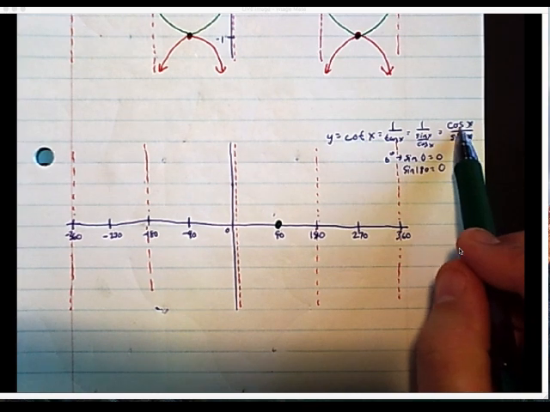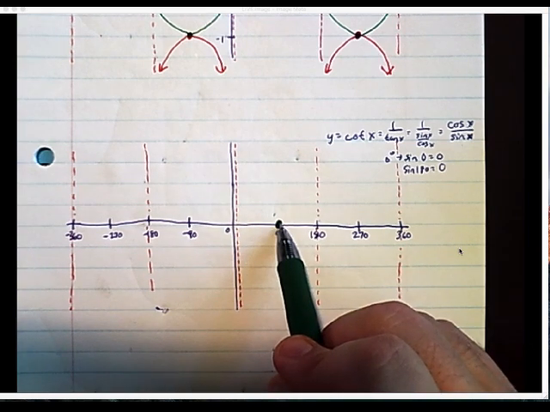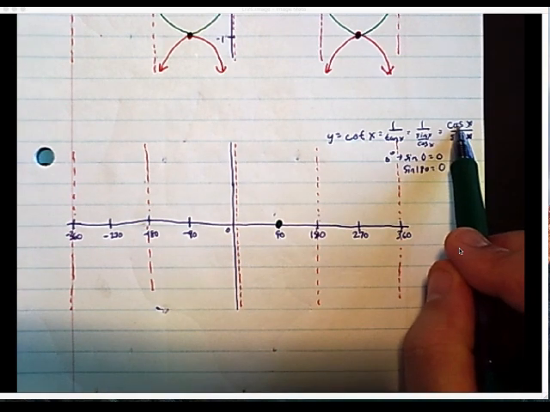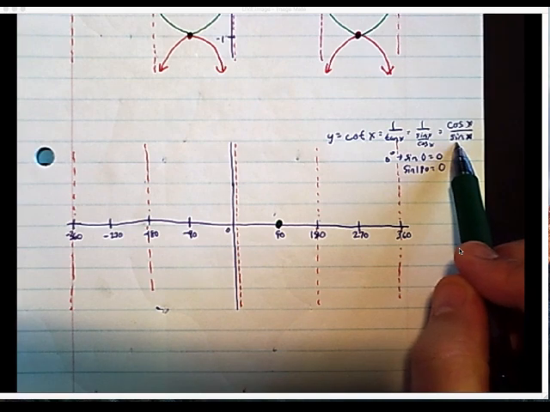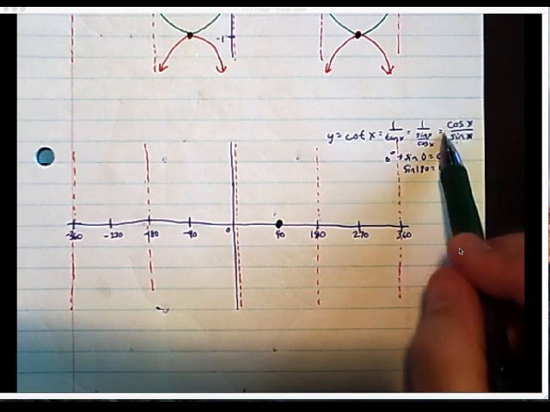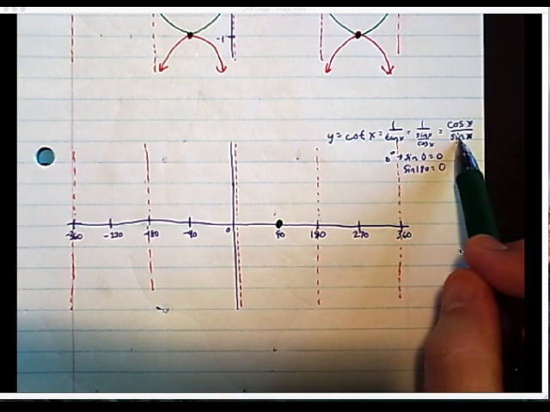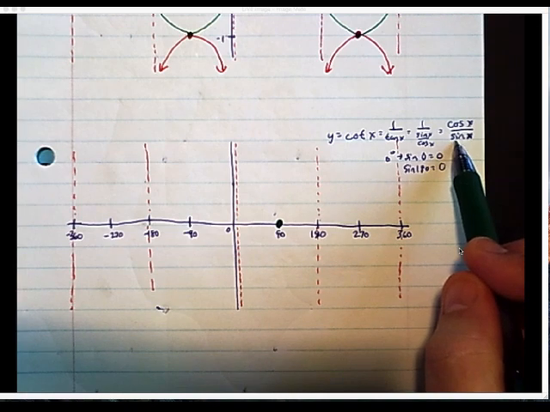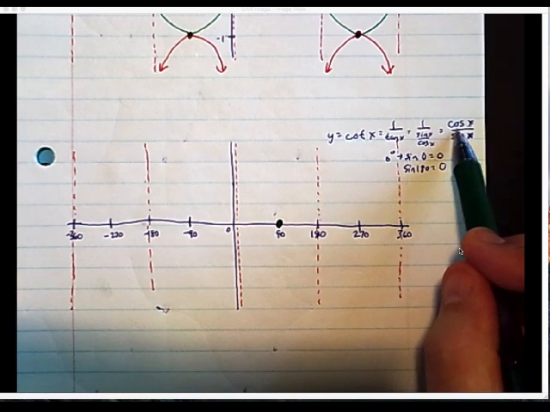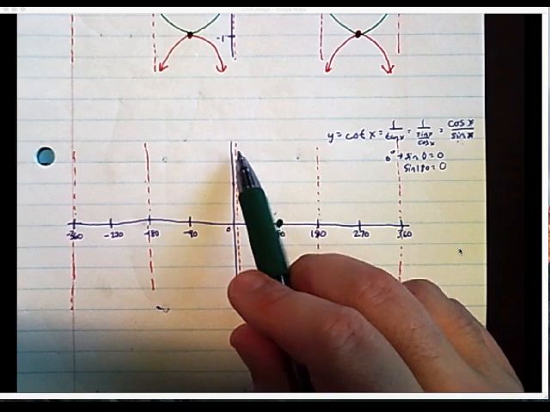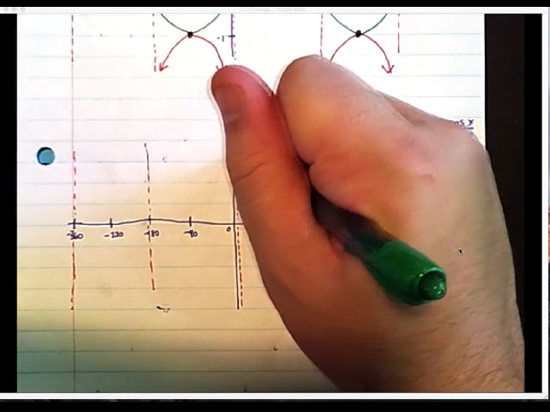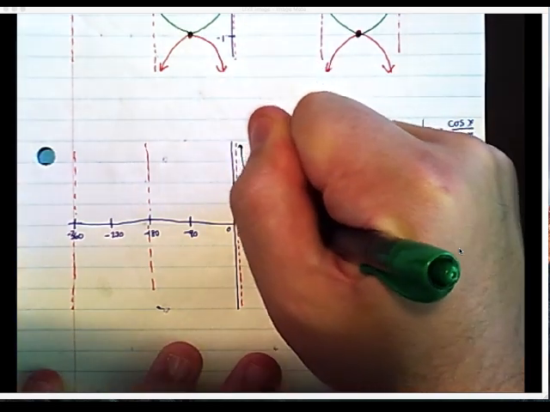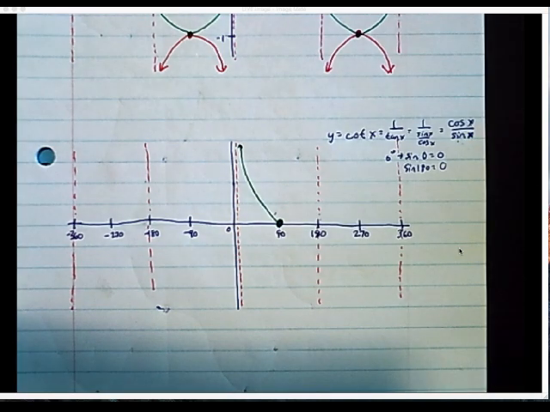Now what happens as you go from 0 to 90 degrees? Cosine starts getting smaller and sine starts getting bigger if you go back to the cosine and sine curves. So this fraction starts out really, really big because the cosine starts at 1 and sine starts at 0. The number starts really big, but as we keep moving, it gets smaller and smaller and smaller. So the graph's going to start to look like that.